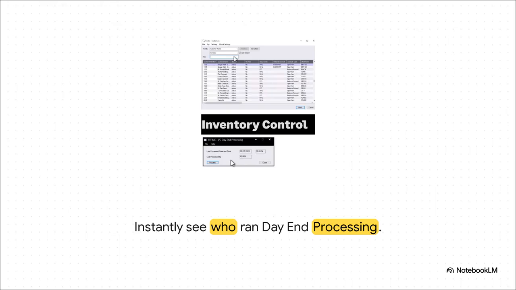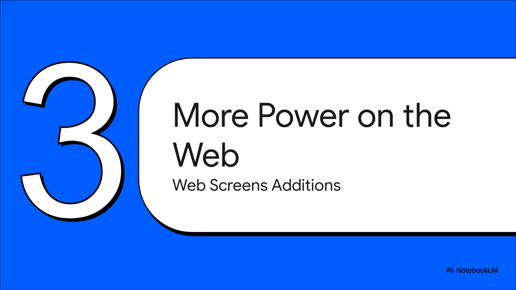See that brand new field right there, last processed by? It's so simple. It now stamps the user ID of whoever last ran this super important process. The bottom line, no more guessing games. When it comes time for an audit or even just an internal checkup, you've got a perfect, clear record of who did what, instantly.